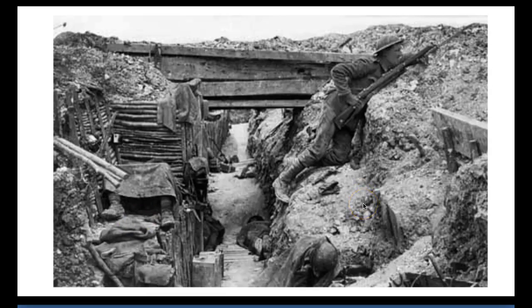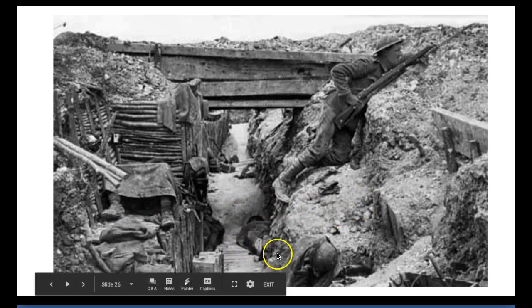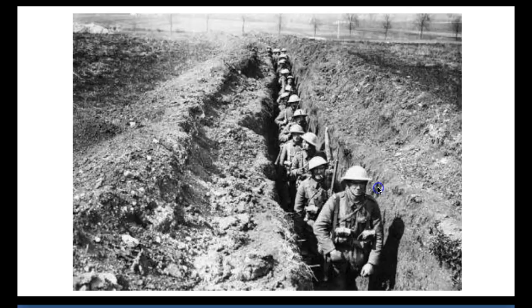So they slept in these trenches. This guy is not dead. He's sleeping. They ate in these trenches. They lived in these trenches, right? Here's some more.